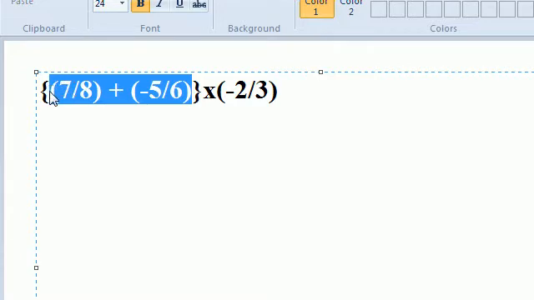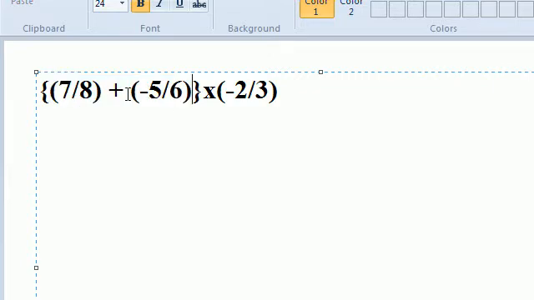Okay, so the first thing we will have to solve is this expression which I have highlighted in blue. What we observe is that two fractions are being added. Now we know that when two fractions are being added or subtracted, we have to proceed through the process of taking the LCM of the denominators. Two fractions can be added or subtracted only if they have the same denominator.